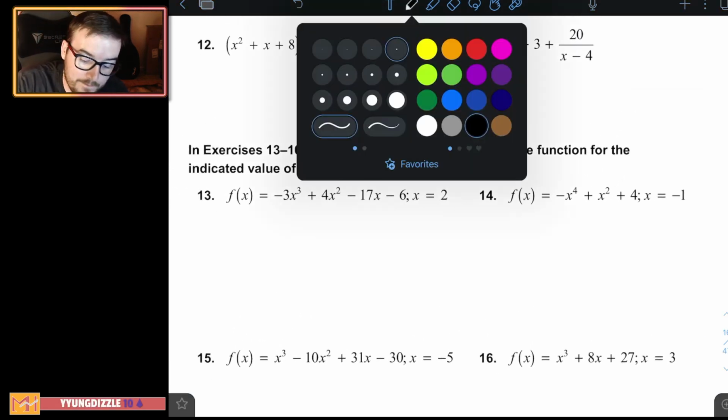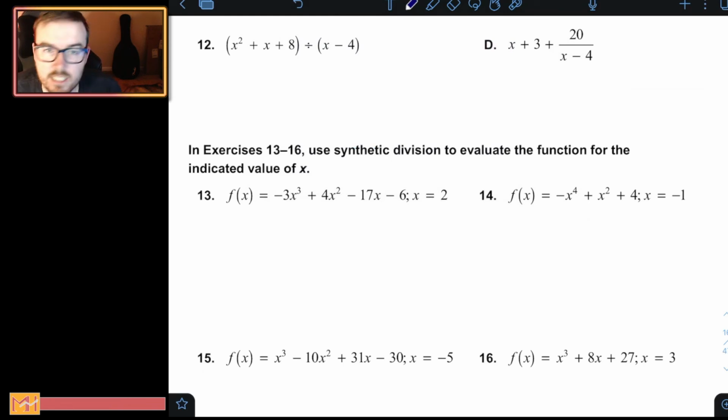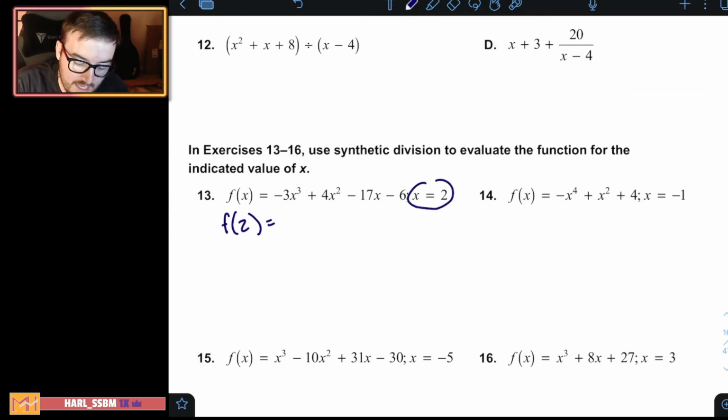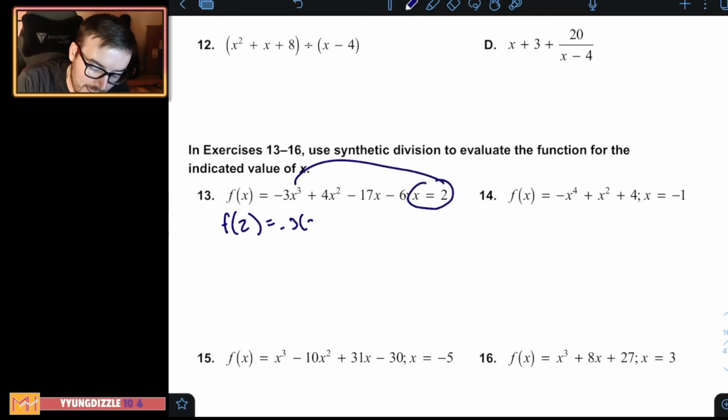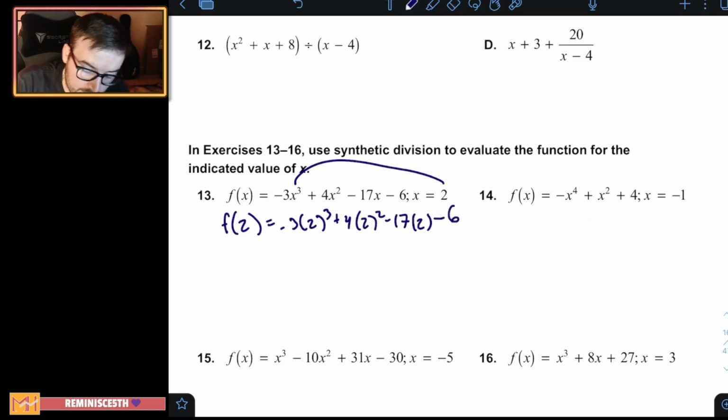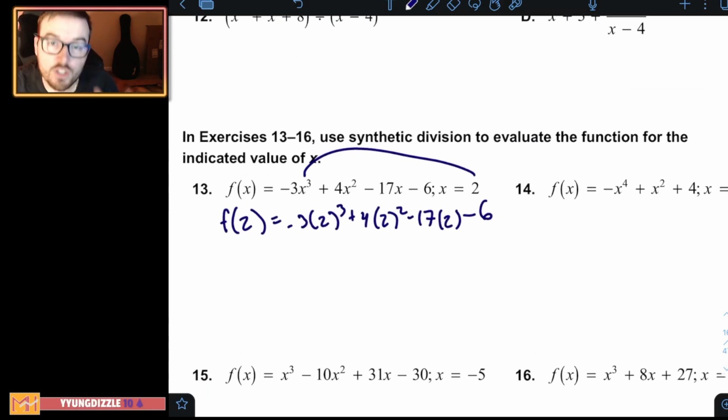We have evaluated functions in this class countless times. We've had a question like this on so many occasions. F of 2. To evaluate a function means to take whatever the x value is and plug it in for x. We have done this numerous times already. You remember doing this? And some of us, I'm not going to lie, are not 100% on the up and up with your order of operations. And that's okay. I'm not hating. But here's another way to evaluate the function.